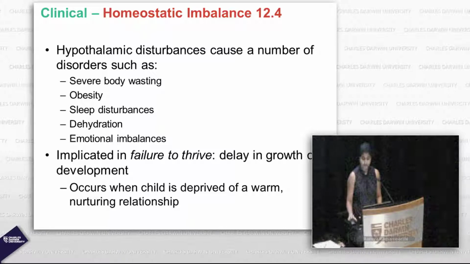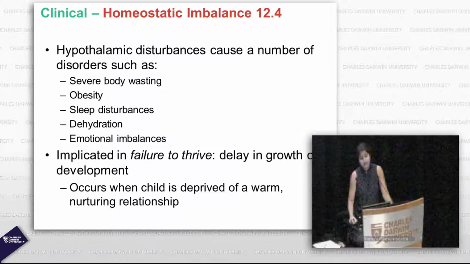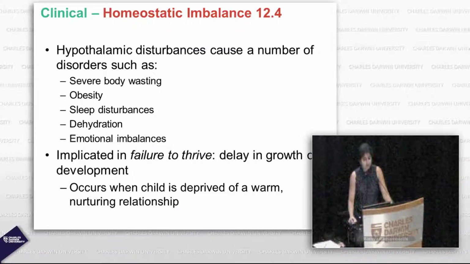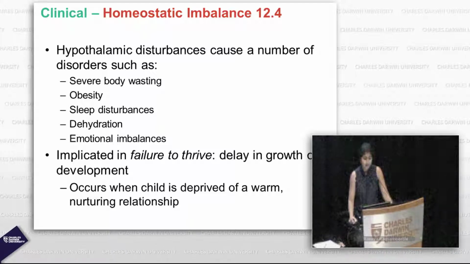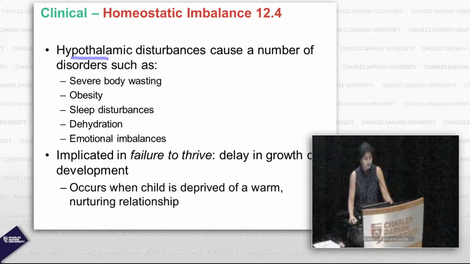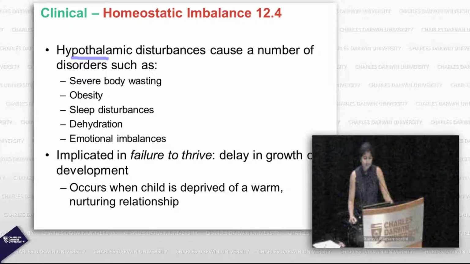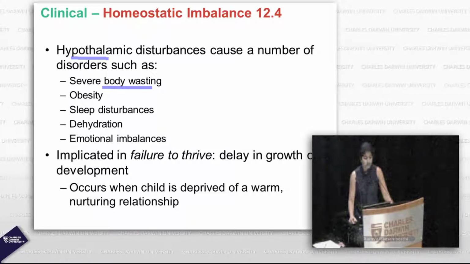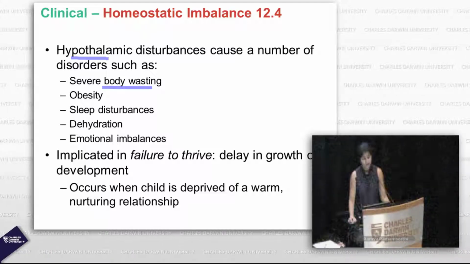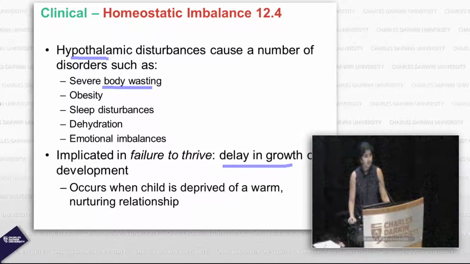So the main clinical homeostasis imbalances that we can see here are sleep disturbances, emotional disturbances, and body wasting or obesity. Also, if there are disturbances with homeostasis, it can delay growth in children.